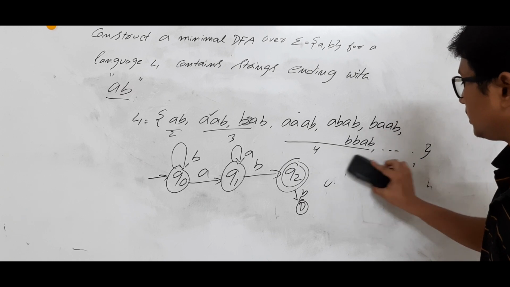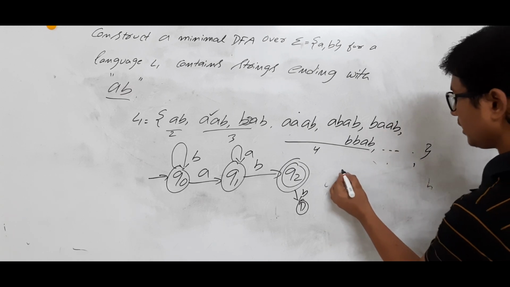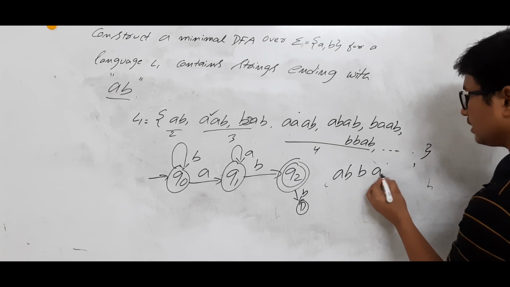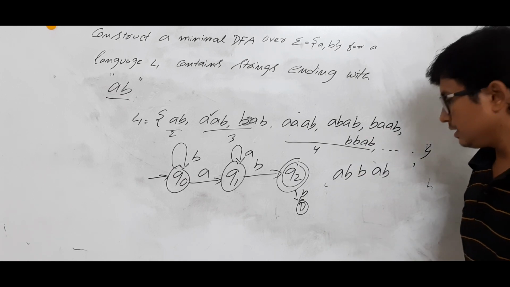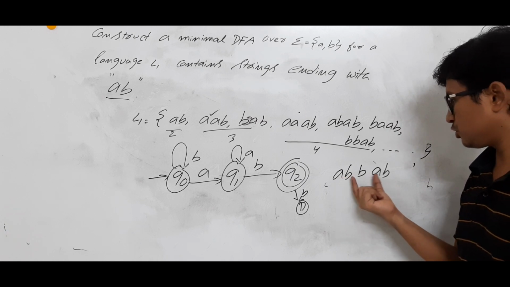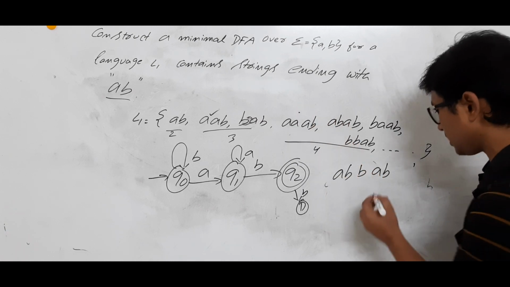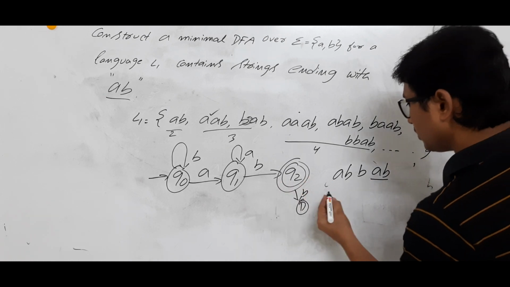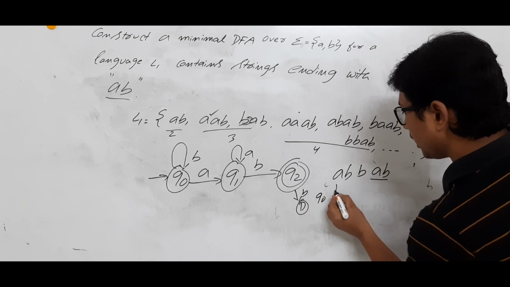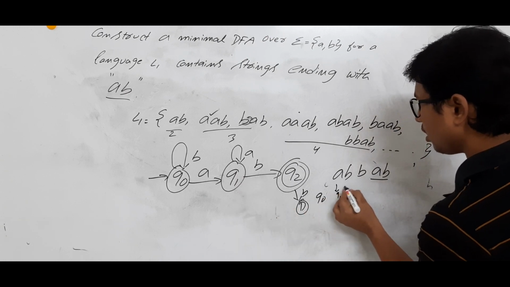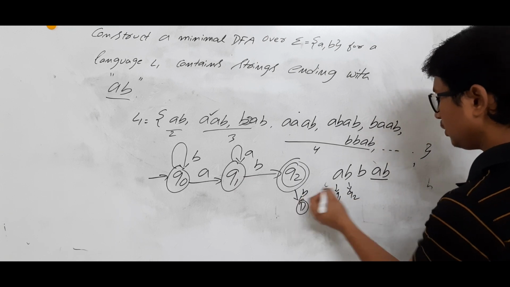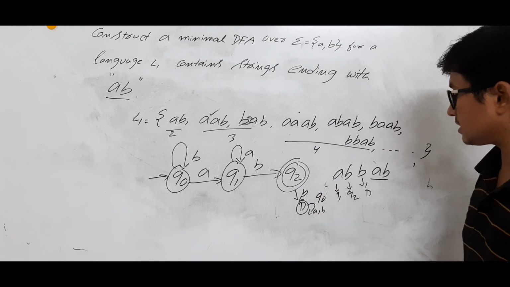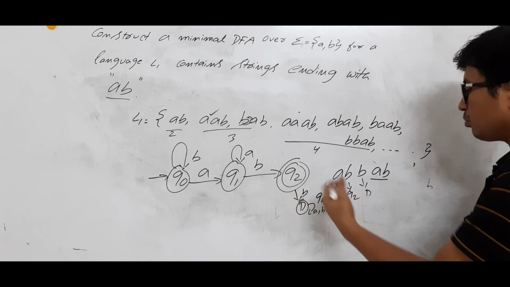Why is it so? Let's take that I have AB, then B, then AB. Is it a correct one or not? Yes, this should be accepted because it belongs to language L1, because it is ending with AB. Let's see what will happen if I do it like this. Q0 on A, I am coming to Q1. Q1 on B, I am coming to Q2. Q2 on B, I am going to a dead state. If I write like this, this is a dead state. Then from this state, I cannot move further.